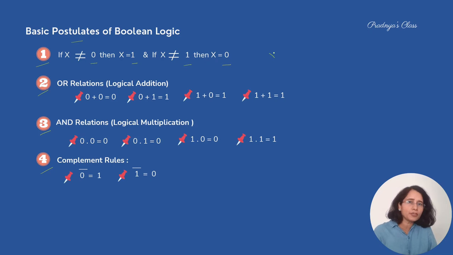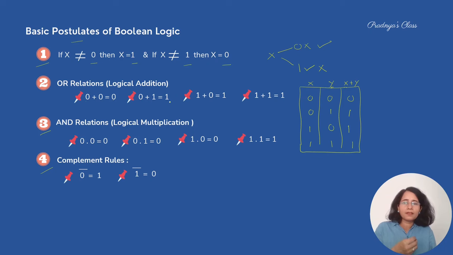You know, in Boolean logic, every variable has only 2 values. What are these 2 values? Either 0 or 1. If it is not equal to 0, it will be 1. If it is not equal to 1, it will be 0. Simple. Now let's look at the second postulate. This is an OR relation. You know the working of OR. These operations you have already studied when we were working out the truth table for the OR gate. You know, in case of OR, if any one input is 1, then the output will be 1.